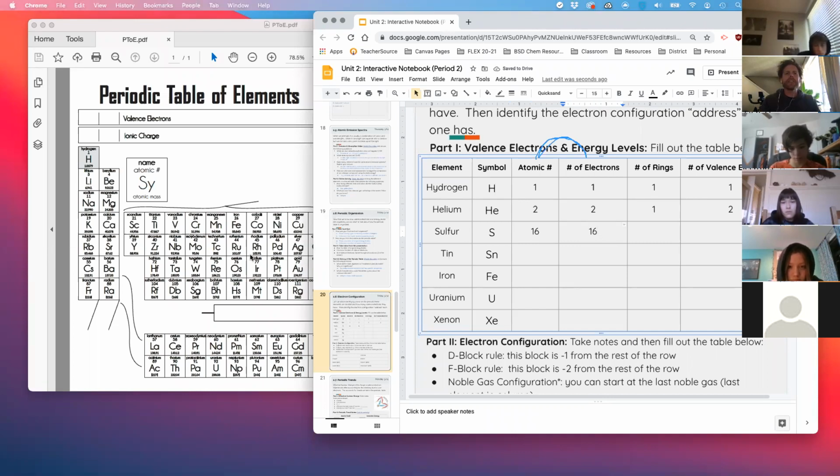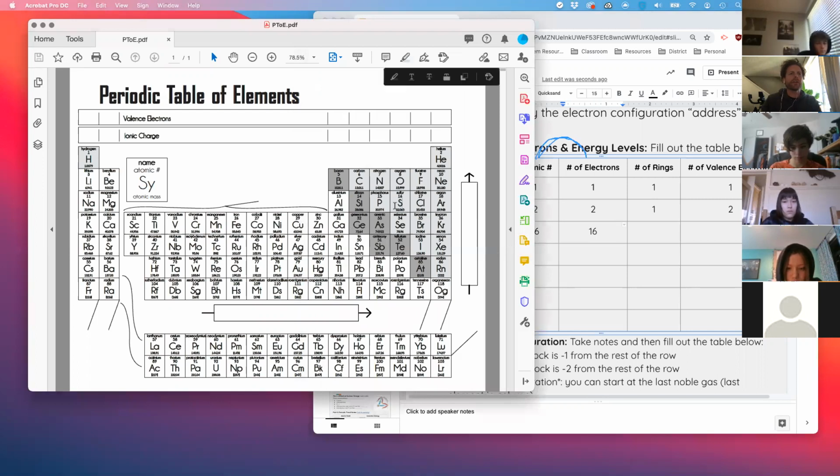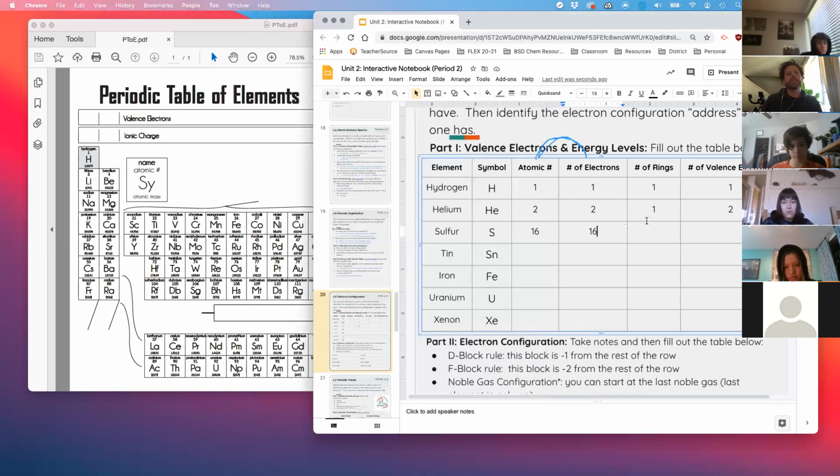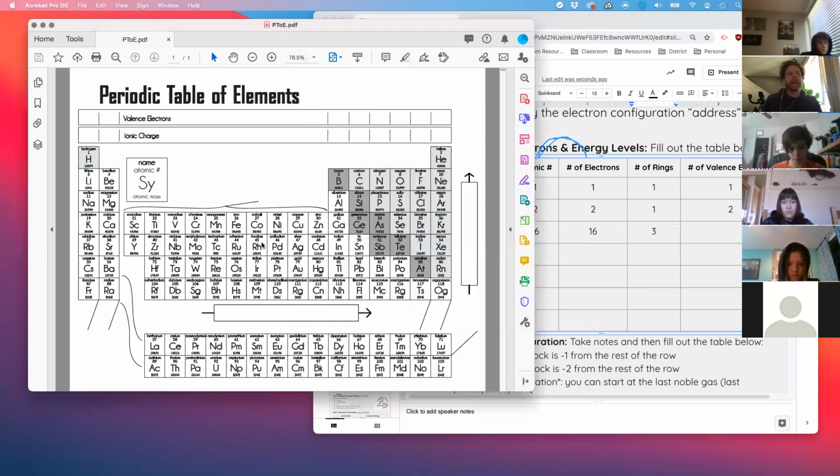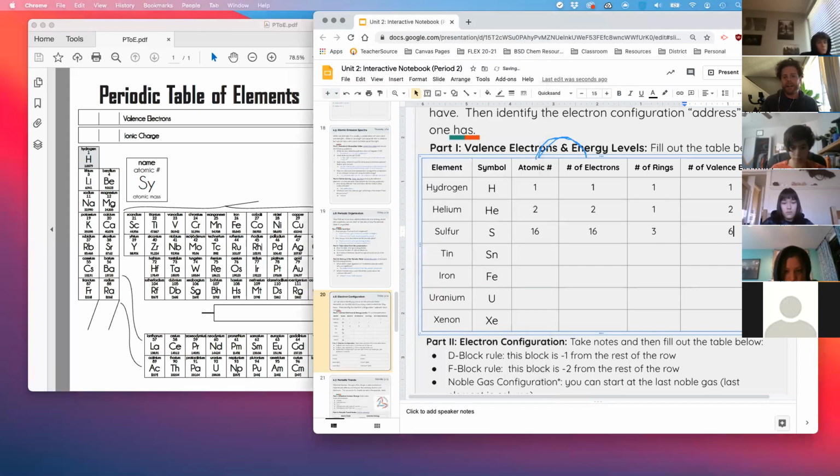Now, the next thing is I need to figure out what ring it's on. So here's sulfur. And remember, it doesn't start right here. It's up here. It's 1, 2, 3. It's 3. Bam, it has 3 rings. And the number of valence electrons, well, if you wrote them in there, you can just look up above, or you can just count going backwards. I go 8, 7, 6. So this would have 6 valence electrons. Okay? Okay. I want you all to work on these ones right here, doing that same process.